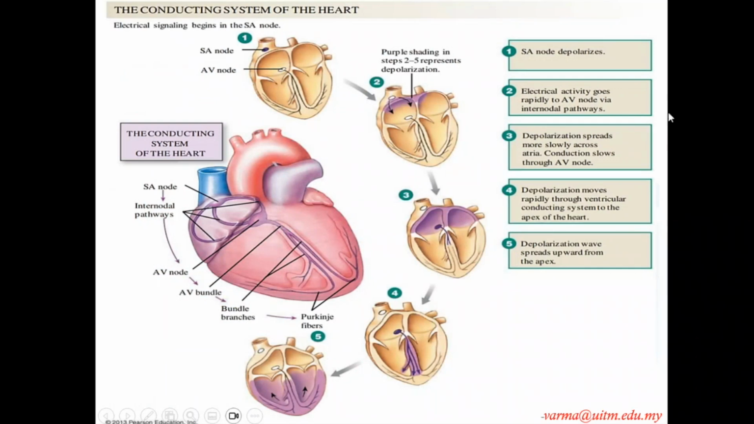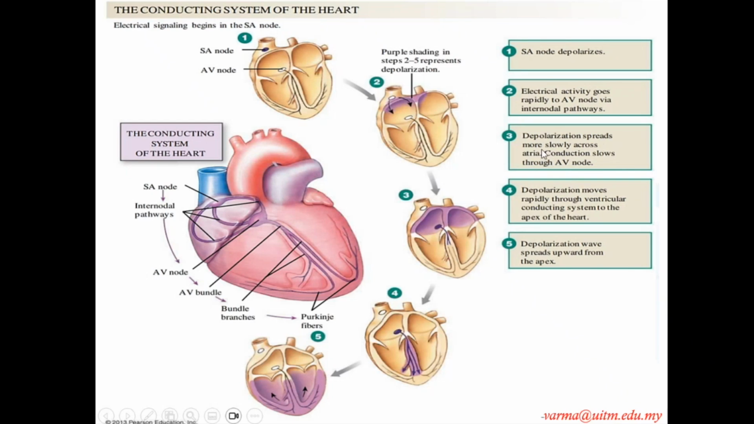So what happens, as I mentioned: number one, the SA node depolarizes. Then the electrical activity goes rapidly to the AV node via internodal pathways. So SA node to AV node, internodal pathway. Okay. During this time, the purple shading in steps 2 to 5 represents the depolarization. So from here to here, the atrium and this part of the heart depolarize.